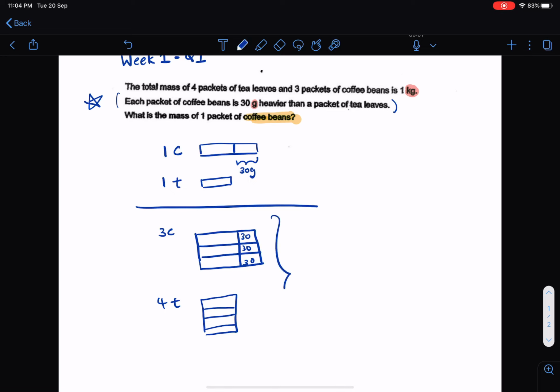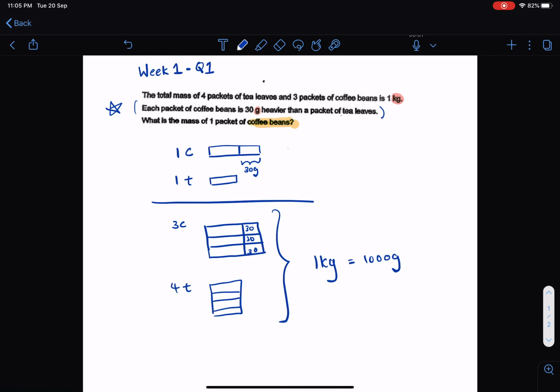Let me indicate on the model. And take note, because the unit is different, I'm going to convert them into the same. I can either convert gram to kg or kg into gram. Of course, I will choose the easier option, which is converting kg into gram, which is just 1000 gram. So now I know 3 packets of coffee and 4 packets of tea leaf have a total mass of 1000 gram.